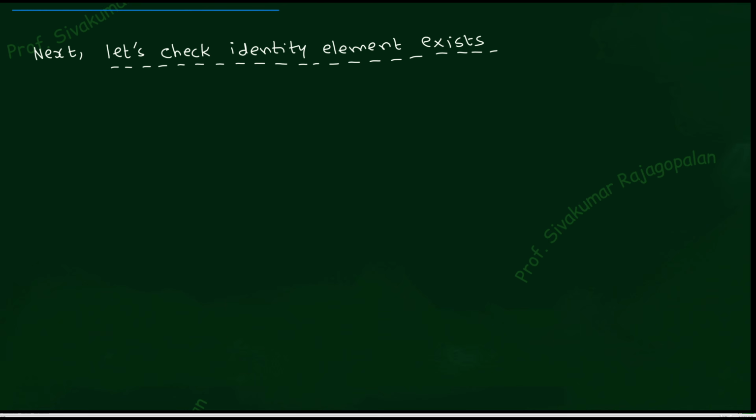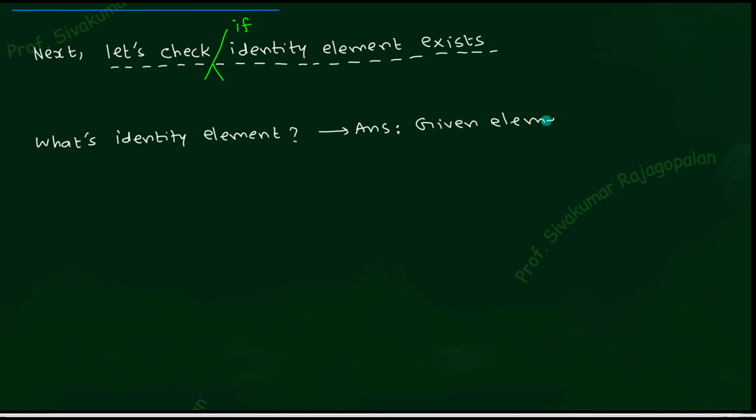First of all, you have to understand what an identity element is. Then only you can check. So first of all, let us understand what is meant by an identity element and how you discover it. The answer is very simple. Let me write it down. You have to do this simple calculation.